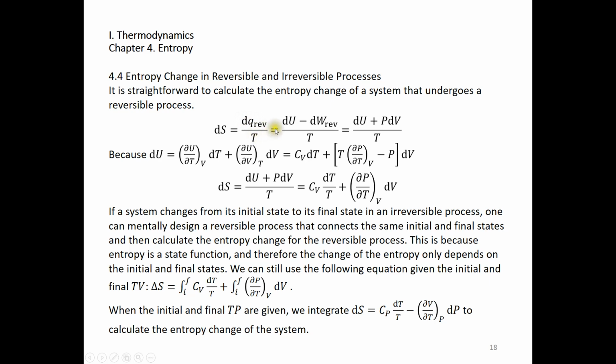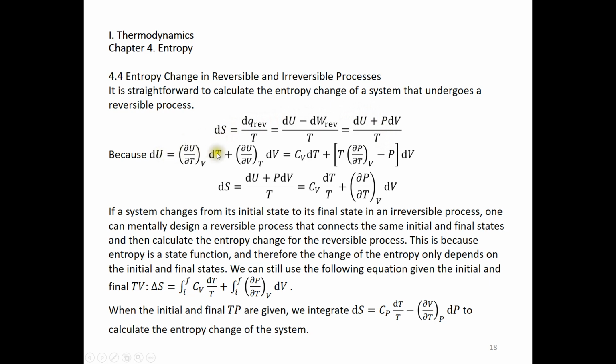dq reversible is dU minus dw reversible. dw by itself is negative p external dV, but now it's a reversible process, so p external is equal to p. Therefore, dw reversible is negative p dV. Negative dw reversible is positive p dV. Now we have this expression for the differential of entropy.